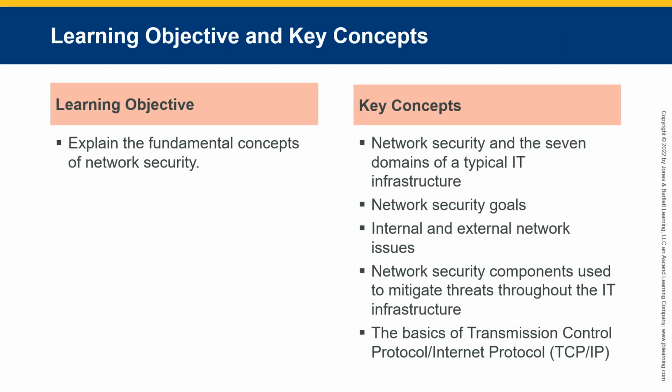The first thing we're going to talk about are our learning objectives. The first one is to explain the fundamental concepts of network security, and this covers the key concepts of network security and the 7 domains of the typical IT infrastructure, the network security goals, internal and external network issues, network security components used to mitigate threats throughout the IT infrastructure, and the basics of TCP/IP.